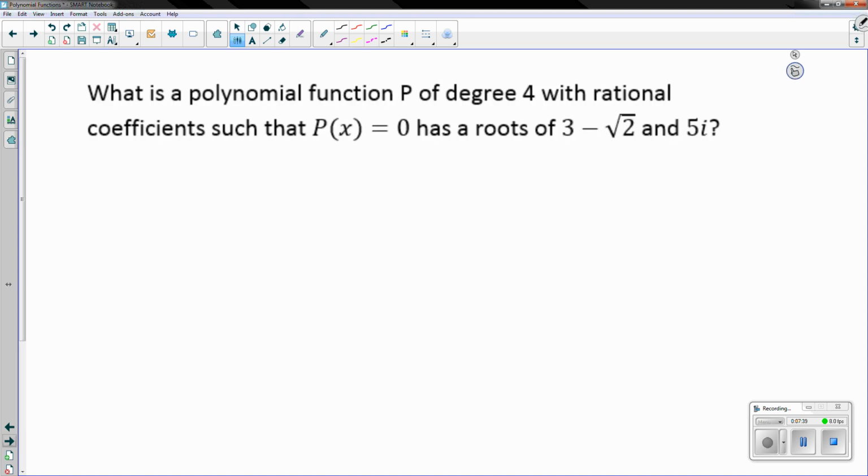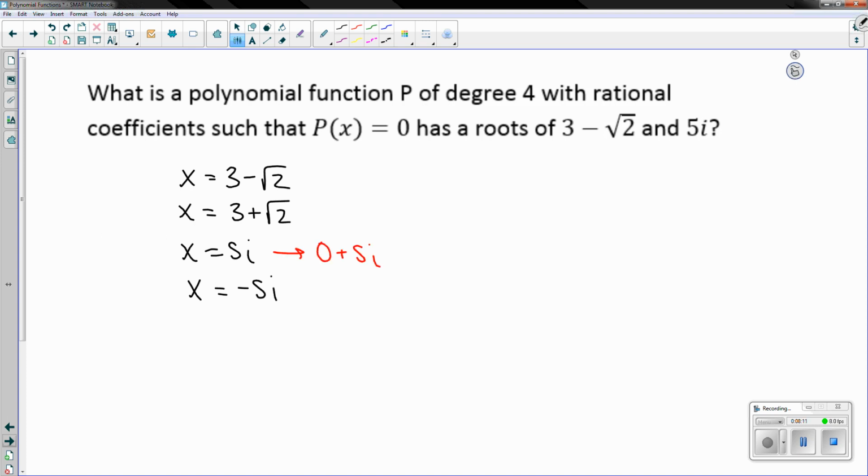Into our next example, we now need to come up with a polynomial function of degree 4, so we expect 4 zeros. Rational coefficients again, we're going to call it p of x, with the roots 3 minus root 2 and 5i. So 3 minus root 2 is a solution. That's an irrational solution, so its conjugate pair, 3 plus root 2, is also a solution. If 5i is a solution, its conjugate pair, minus 5i, is also a solution. Again, 0 plus 5i is how you could observe that to identify that binomial.